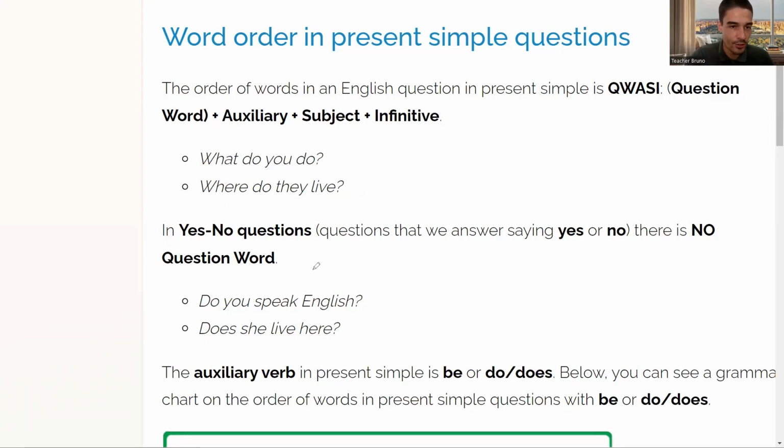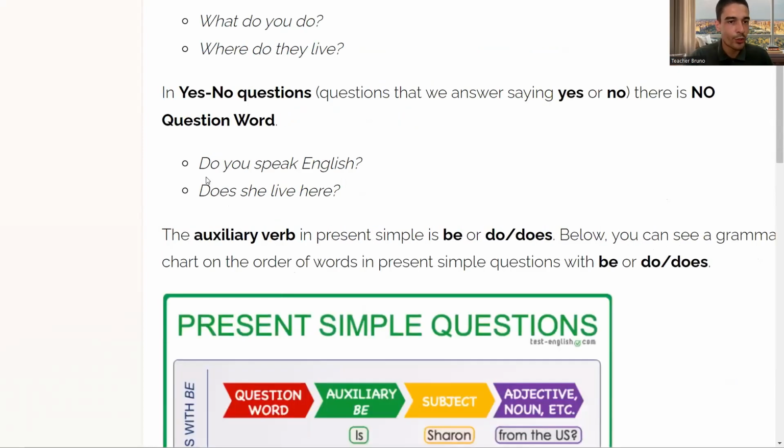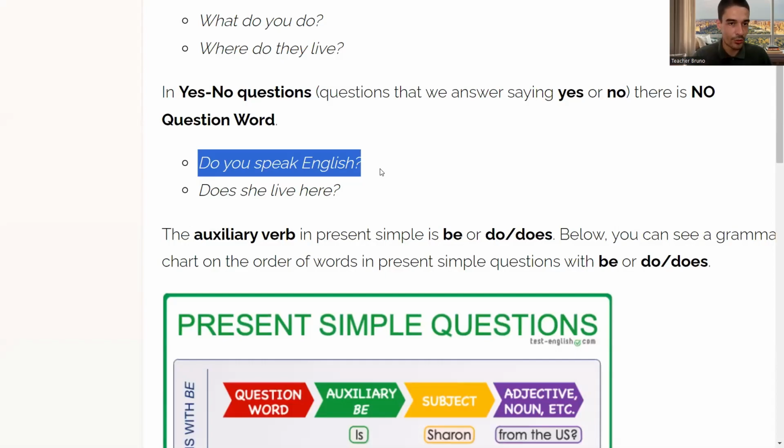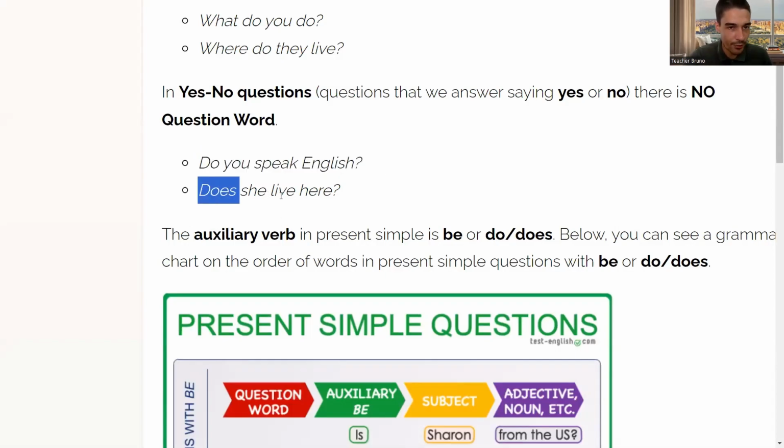The second type of question is yes or no questions. And in this case, we don't use a question word, so no question word. For example, do you speak English? Yes, I do. No, I don't. Does she live here? Yes, she does. No, she doesn't. So, yes or no questions.